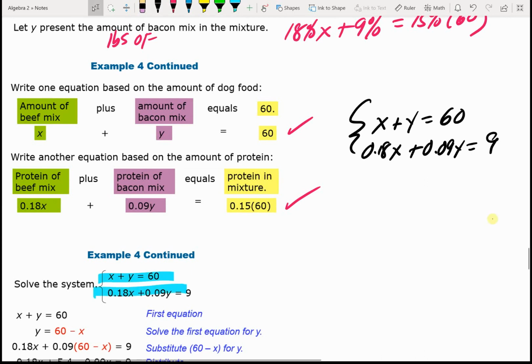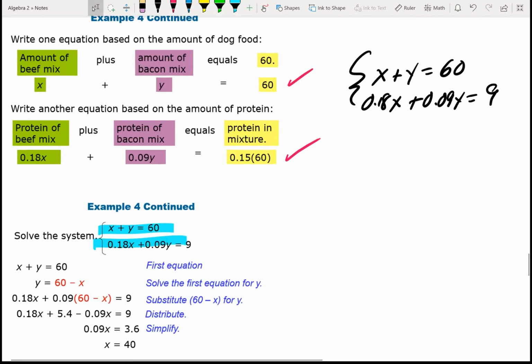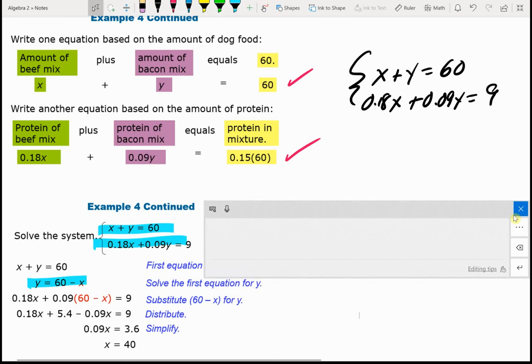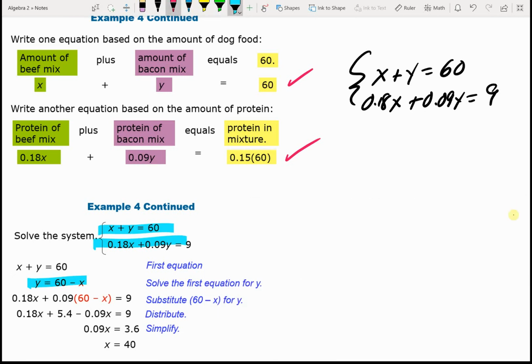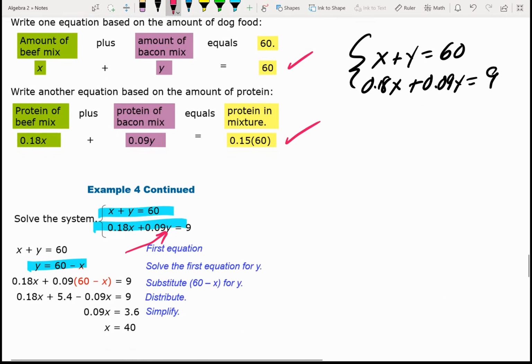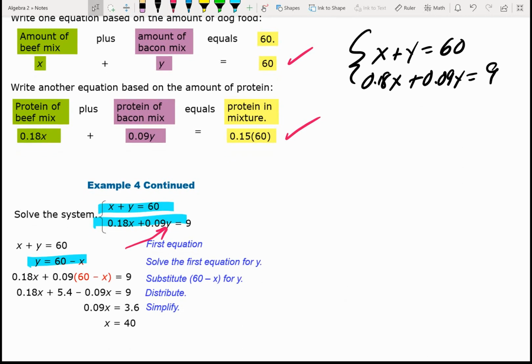And then here we have an option. We can use substitution or we can use elimination, however you want to do it. Here they use substitution. They solved for Y. So they subtracted X and said Y is equal to 60 minus X. Then they took that 60 minus X and substituted it for Y. So they had 0.18X plus 0.09 times the quantity 60 minus X equals 9.